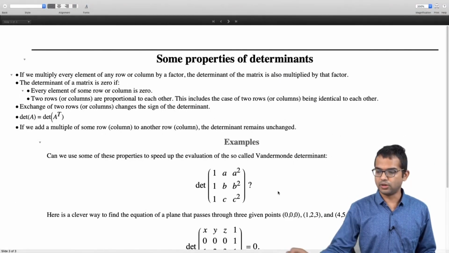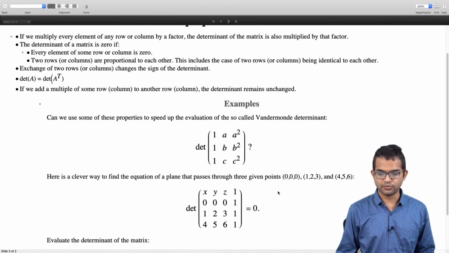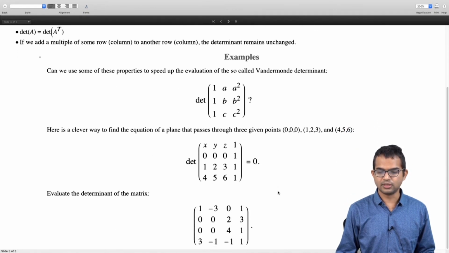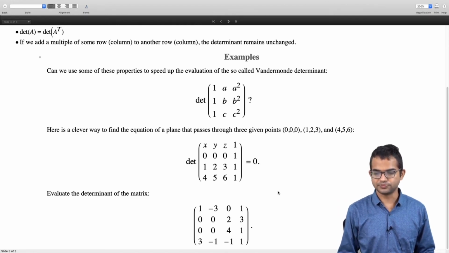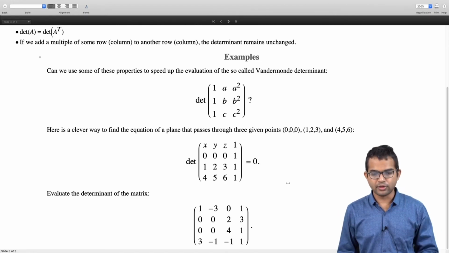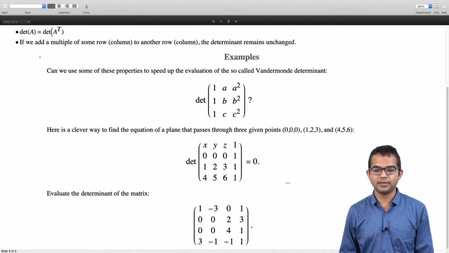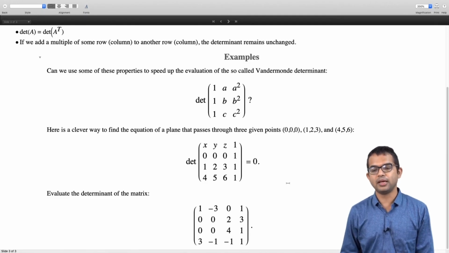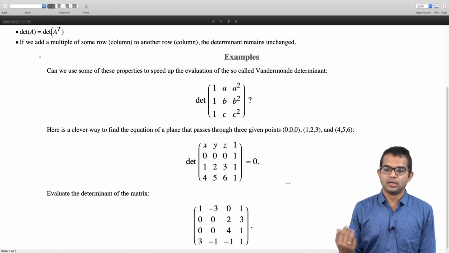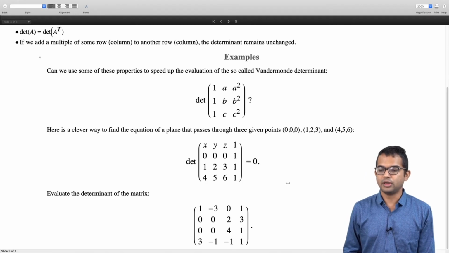So let's look at one more example, which is a clever use of the properties of determinants, and then there is one more example which I will just leave as homework. So there is a clever way to find the equation of a plane that passes through 3 given points. So you are given some 3 points, x1, y1, z1, x2, y2, z2, and x3, y3, z3. For concreteness, I have put values here: 0, 0, 0, 1, 2, 3, 4, 5, 6.